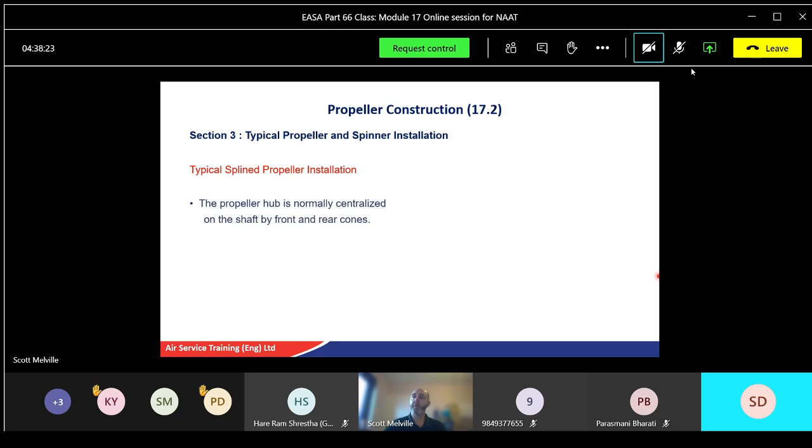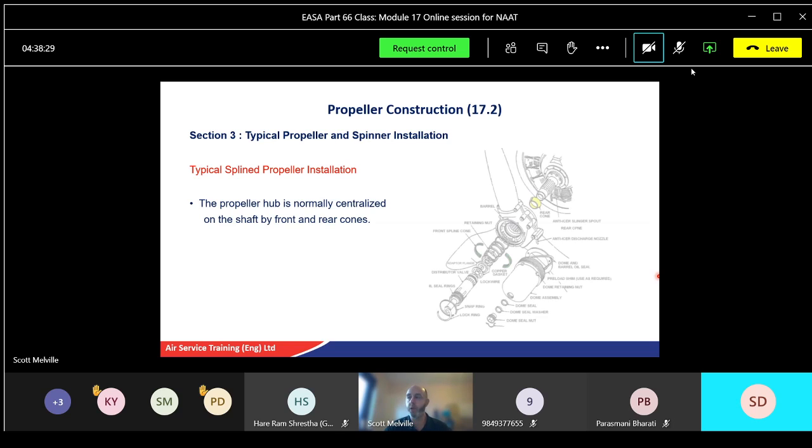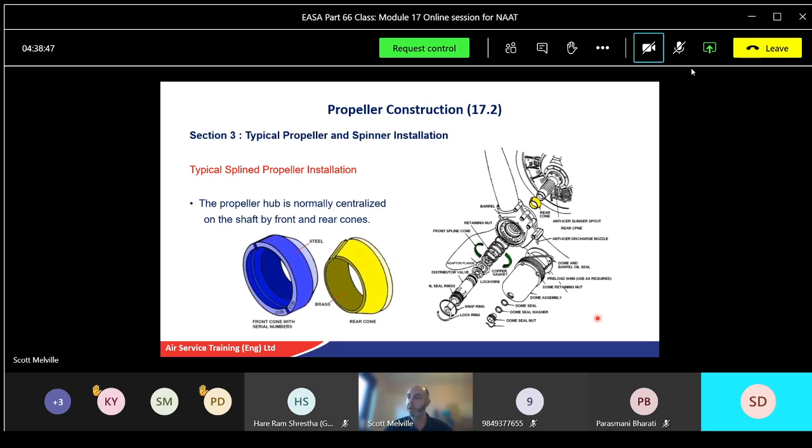So the spline one, the propeller hub is normally centralised on the shaft by what's called front and rear cones. Okay, we'll have front and rear cones. So there's your spline, and we'll have some sort of cone at the front and some sort of tapered cone at the rear. And that helps centralise it all together to make sure it's sitting equally spaced.